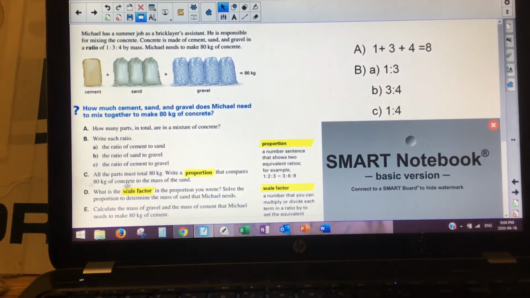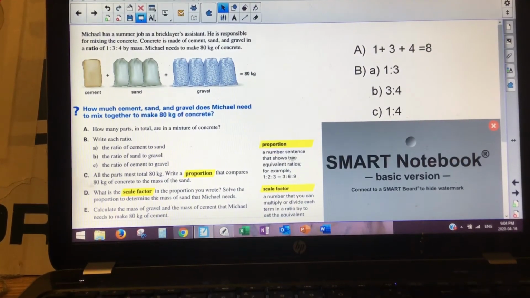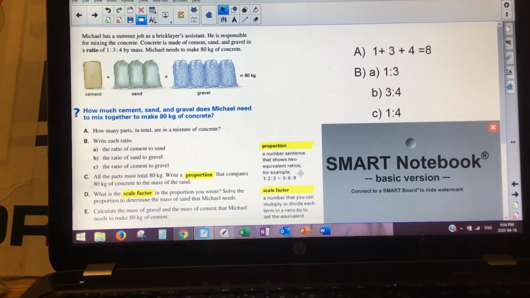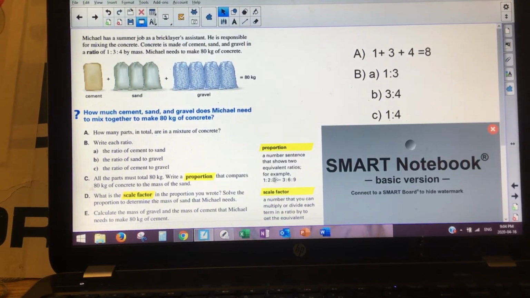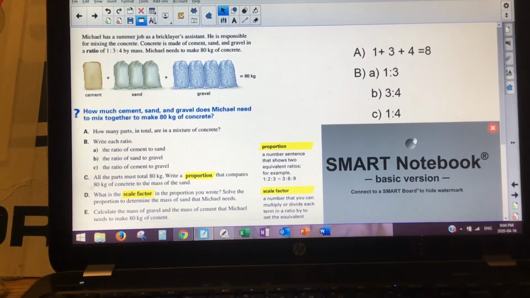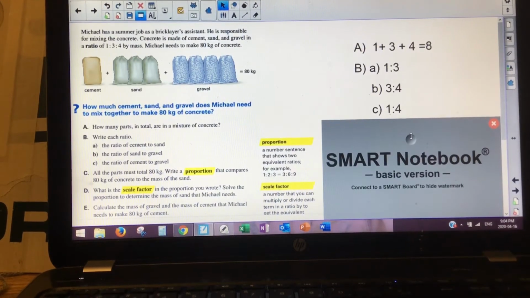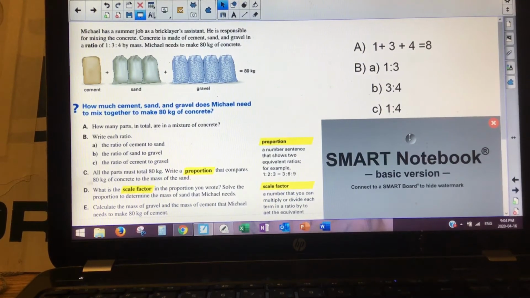That's where it gets a little bit more tricky. We have the help over here, proportion, a number sentence that shows 2 equivalent ratios. For example, 1 to 2 to 3 is equal to 3 to 6 to 9. Okay, you would have multiplied all by 3. Scale factor we just covered before. Okay, so try C, so pause it. A lot of you probably struggle with that, and that's okay.